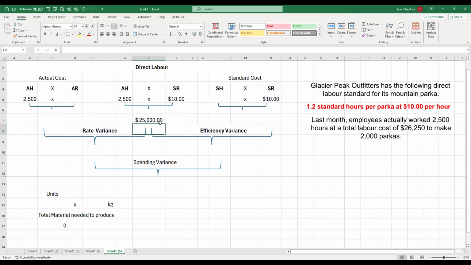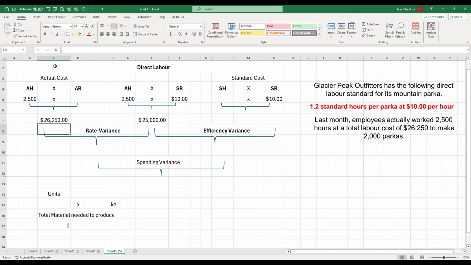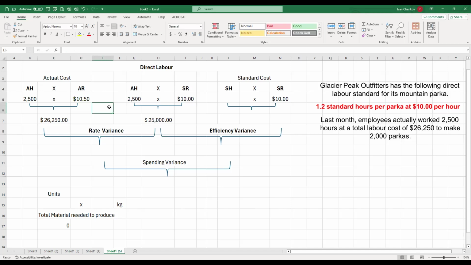Now, once these people work 2,500 hours, the total labor cost was $26,250. Where is that number going to go? That will be the total actual cost, correct? 26,250, right here. Once I have this cost, can I calculate my actual rate? Yes. This one divided by 2,500 is going to give me $10.50 as my actual rate.